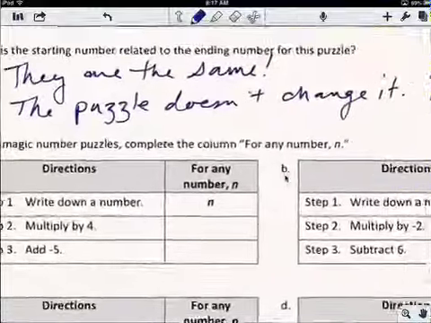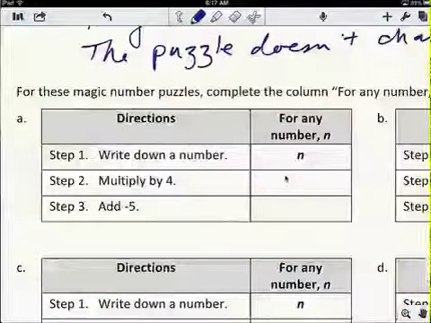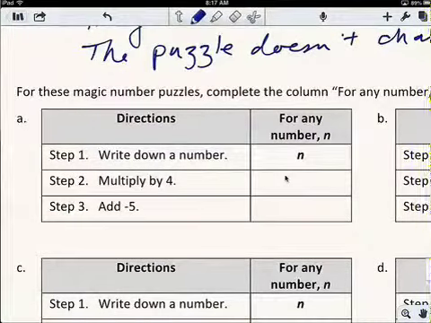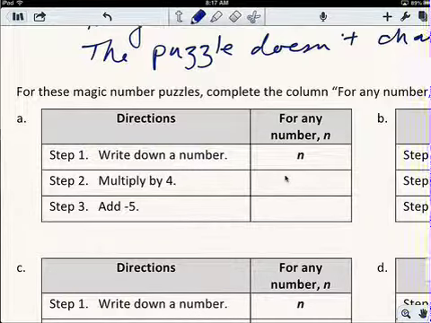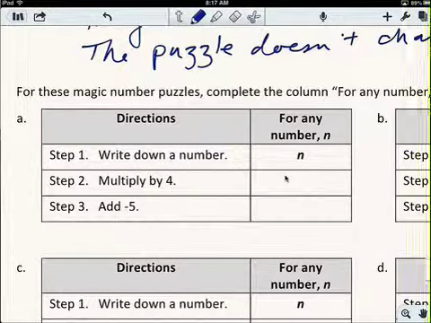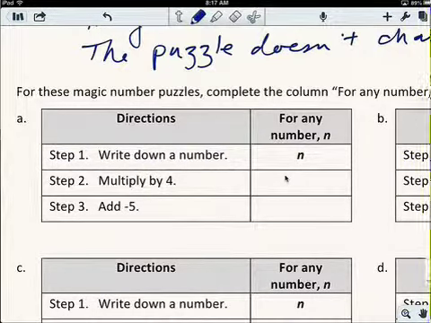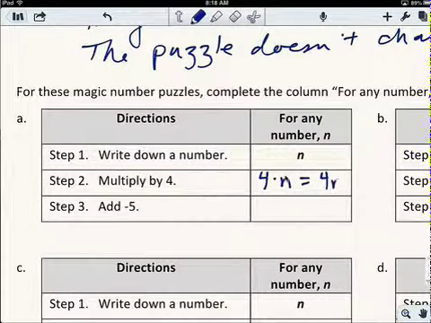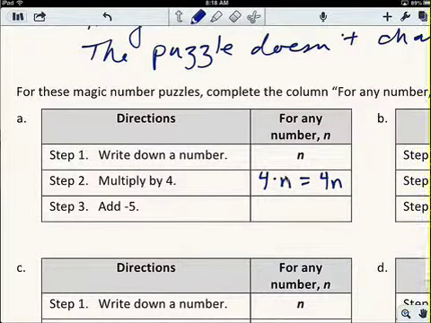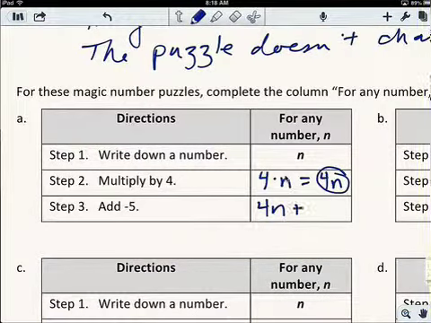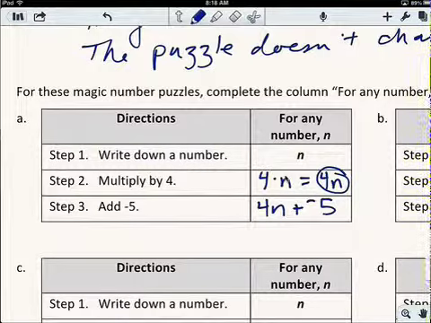Sorry, I'm having trouble zooming in here. There we go. Complete the column for any number. This is where we have to try to do it with just a variable. So we have to think about just the variable without a number in order to do these puzzles. They've got an n, any number n. We're going to multiply that by 4. If you take n and multiply it by 4, that's 4 times n, or we can write it as 4n. You can write either one of those. Then we're going to add -5. So I take my answer of 4n and add -5. And that's all there is to it.